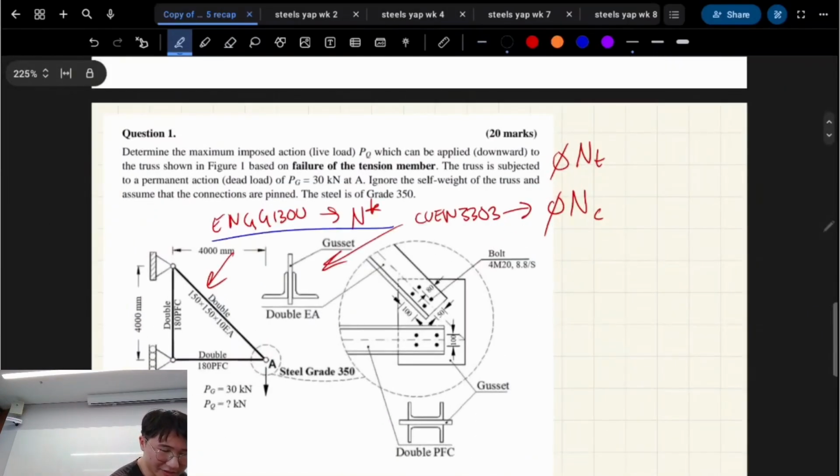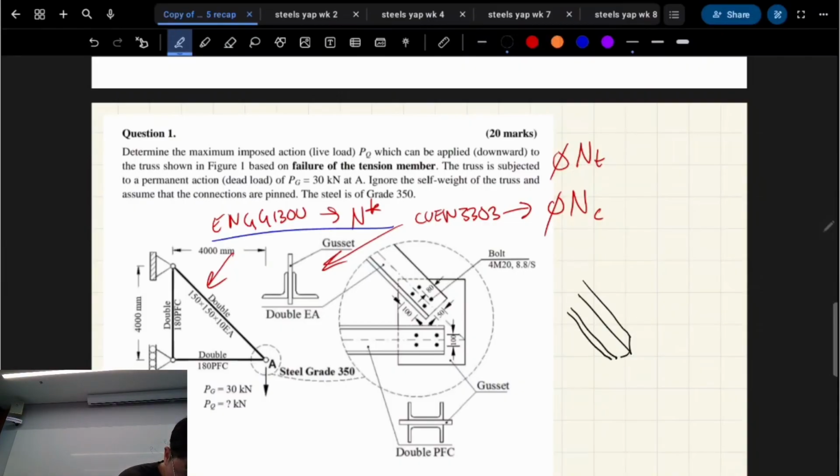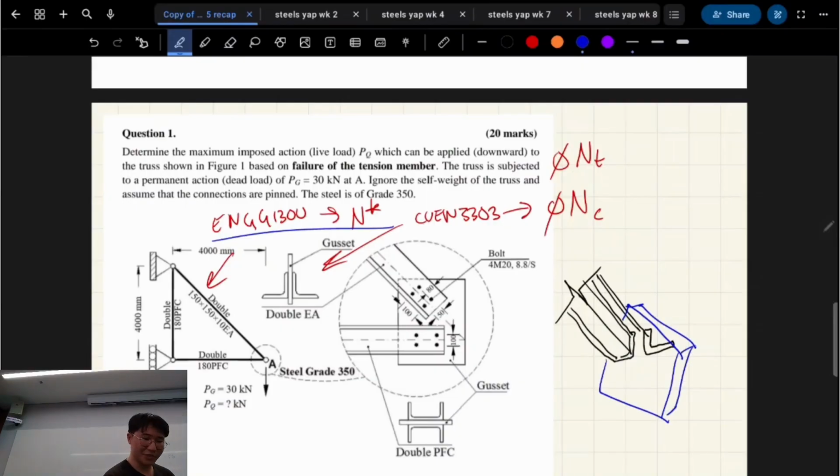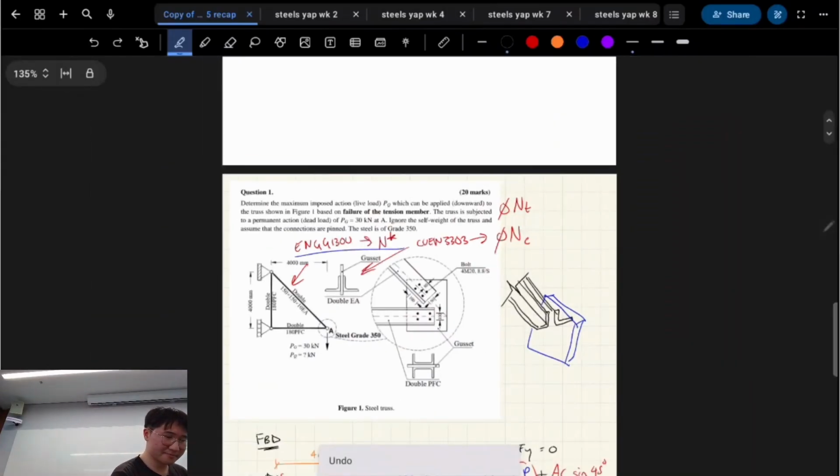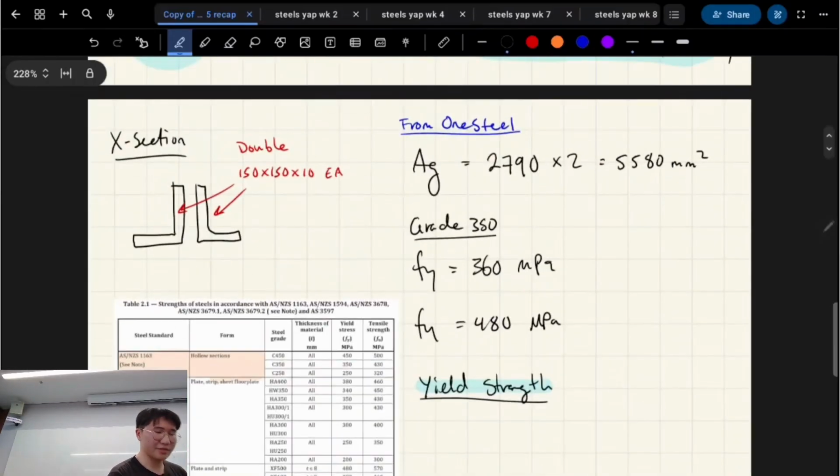Because let me draw it in 3D. That's one equal angle there. And that's the other equal angle there, right? The gusset only is in this portion, right? So for the majority of our tension member, it's going to be the weaker, the smaller section, right? So we just take the smaller section as our actual cross section in tension, right? That's what I drew here, yeah?